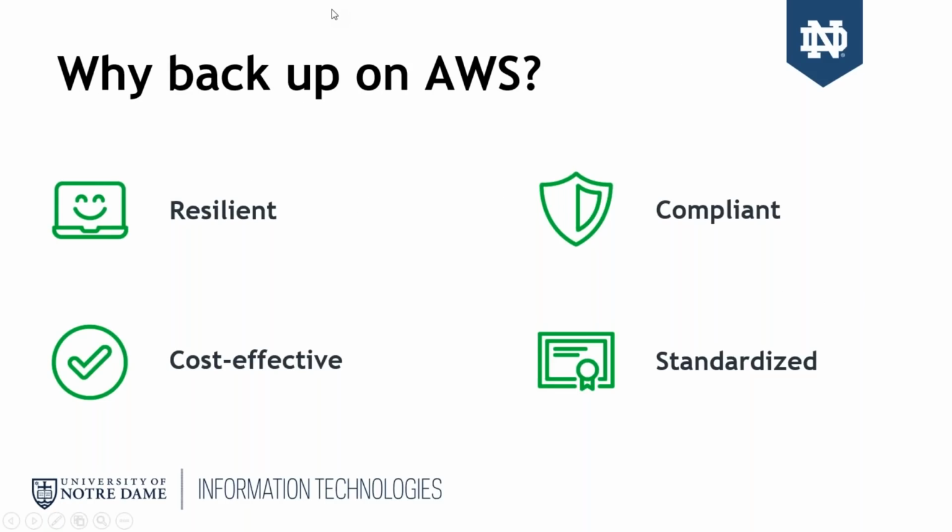So we talk about resilience, compliance, cost-effectiveness, and standardizing. Well, how do we get there as an organization? The resilience comes from our environment. If our environment were to go out from an outage, attack, or failure, we can easily recover within AWS because of their redundancy across regions and availability zones.